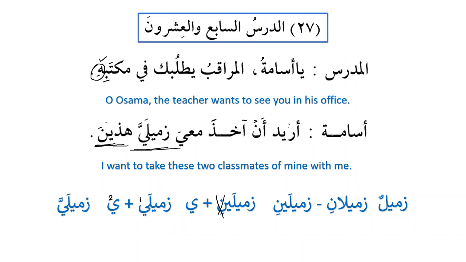And we have learned previously that here ismul ishara is used as an adjective. So zamilayya is mansub and hadaini is sifa, used as an adjective. Okay. What if I say hadani zamilani? What will be the meaning of this? Hadani zamilani. These are two colleagues. But what we want to say is two colleagues of mine.